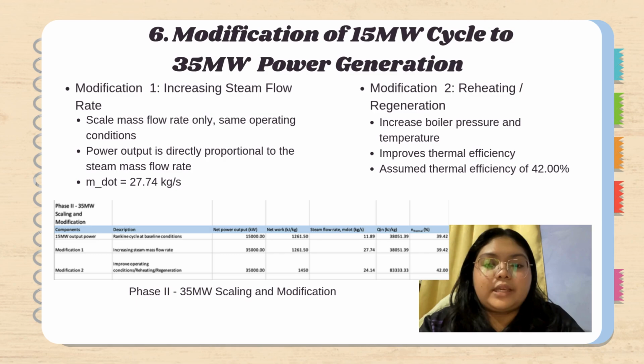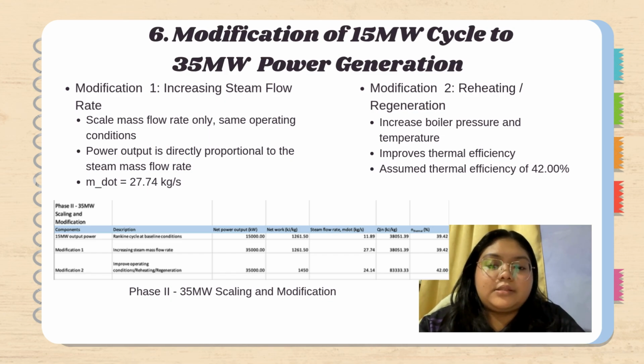The second modification is implementation of a reheat Rankine cycle. In a reheat cycle, boiler pressure and temperature are elevated and the steam expands partially through a high pressure turbine before returning to the boiler for reheating. The heated steam is then expanded through a second turbine stage to generate additional work.